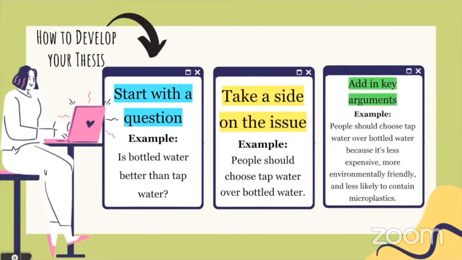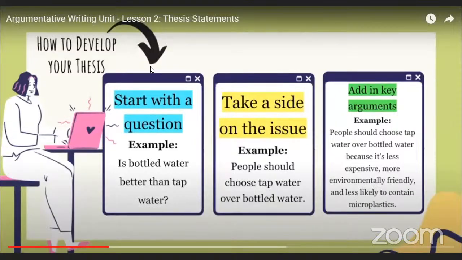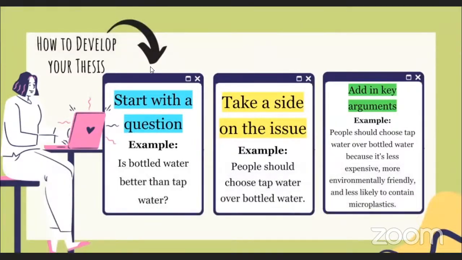And then you're going to add in key arguments. So here's an example of a thesis statement. People should choose tap water over bottled water because it's less expensive, more environmentally friendly, and less likely to contain microplastics. I have 3 key arguments there of why people should choose tap water. And that, my friends, is your thesis statement. And it goes at the end of your introduction paragraph.